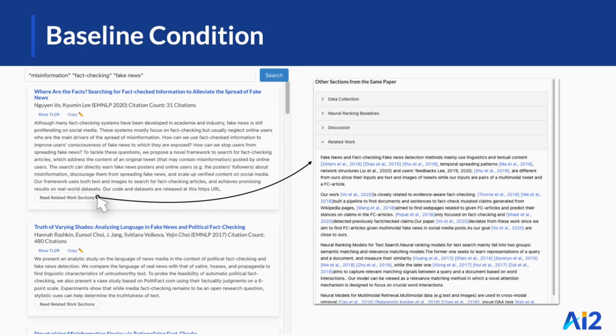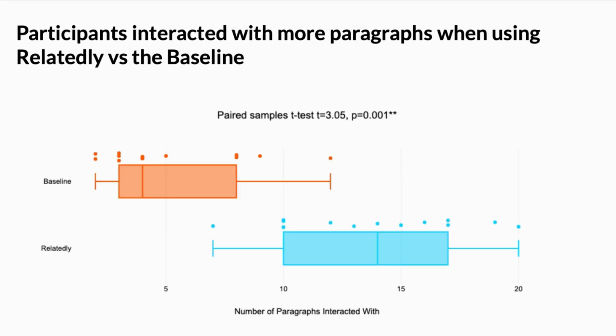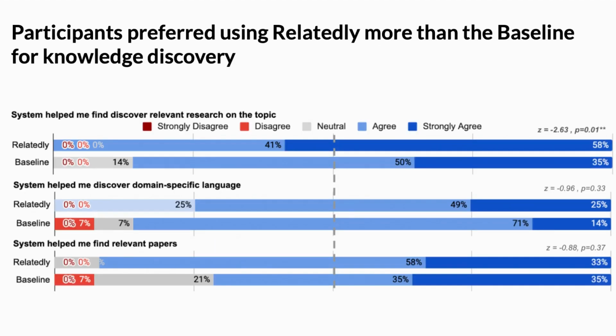This lowers interaction costs by just clicking the Read Related Work sections for each relevant paper returned by the search engine. Participants produced better quality outlines when using Relatedly versus in the baseline condition, as rated by topic experts who were blind to the conditions. System logs reveal that users of Relatedly interacted with significantly more information, both paragraphs and papers, than in the baseline condition, despite having the same amount of time for each condition and access to the same set of papers.